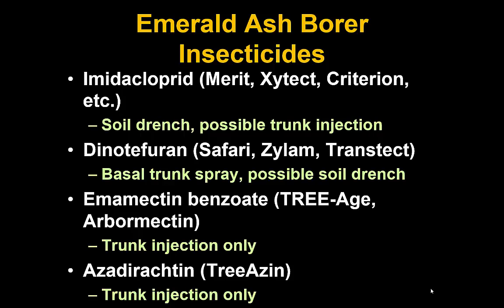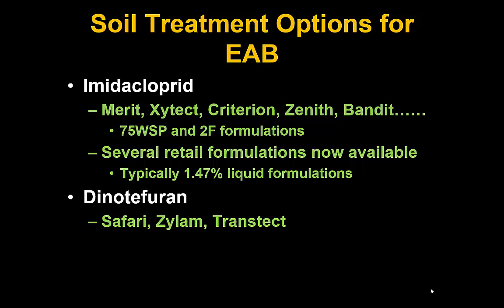So the 4 products that are presently on the market involve 2 kinds of insecticides in the neonicotinoid class. One is imidacloprid, which goes under a lot of trade names: Merit, Xytect, Criterion, and a lot of over-the-counter products now that you can find in garden centers for homeowners. Dinotefuran: Safari, Zylam, Transtect. A product called emamectin benzoate, that has to be trunk injected, and azadirachtin, a natural product that also needs trunk injection for it to be effective for emerald ash borer.